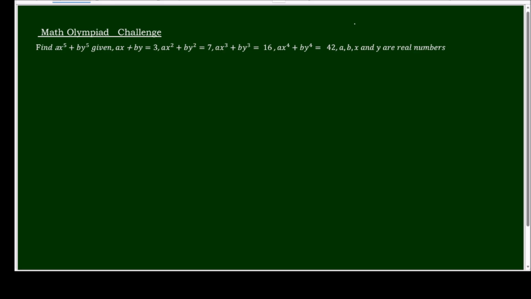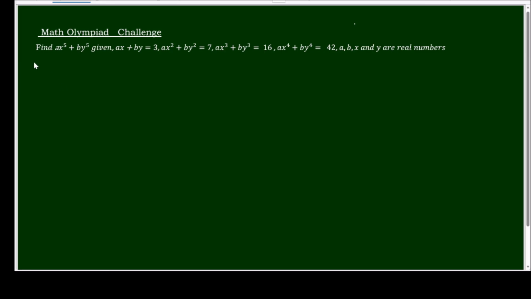Today we will do an algebra question. It is a challenging question. Find x^5 + y^5, given that ax + by = 3, ax^2 + by^2 = 7, ax^3 + by^3 = 16, and ax^4 + by^4 = 42, where a, b, x, y are real numbers.